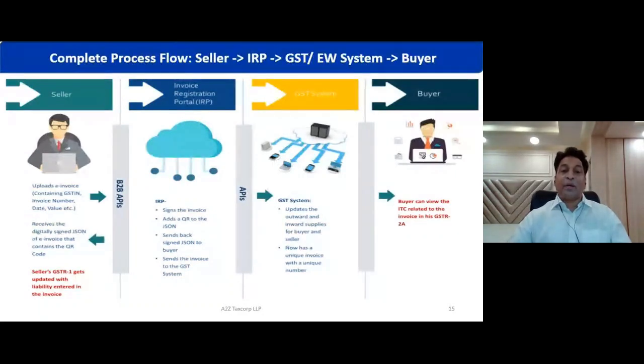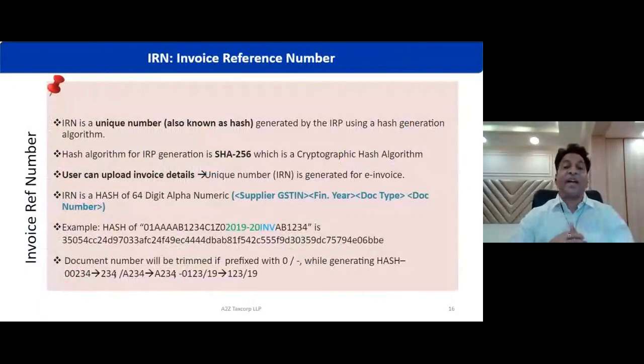Now, having said that, what is this IRN which we are referring to? Invoice reference number. This invoice reference number is a unique number. It is a hash of 64-digit alphanumeric, and this is created on the basis of the supplier GSTIN, financial year, document type, and document number.